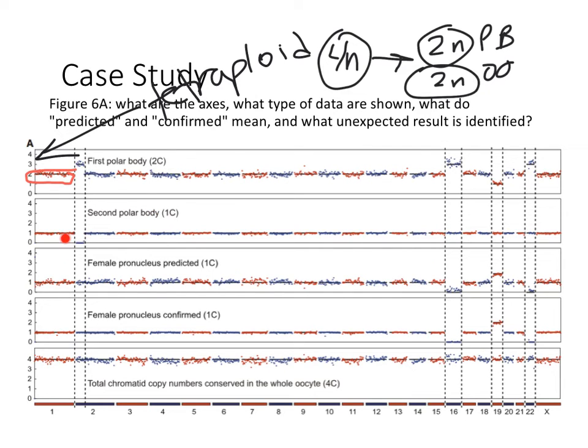No. For chromosome 1, the whole length of that chromosome, it's got 1. And so what does that mean is left? We've looked in the primary polar body. The first polar body has 2 copies of chromosome 1. The secondary polar body has 1 copy of chromosome 1. So what's in the oocyte?